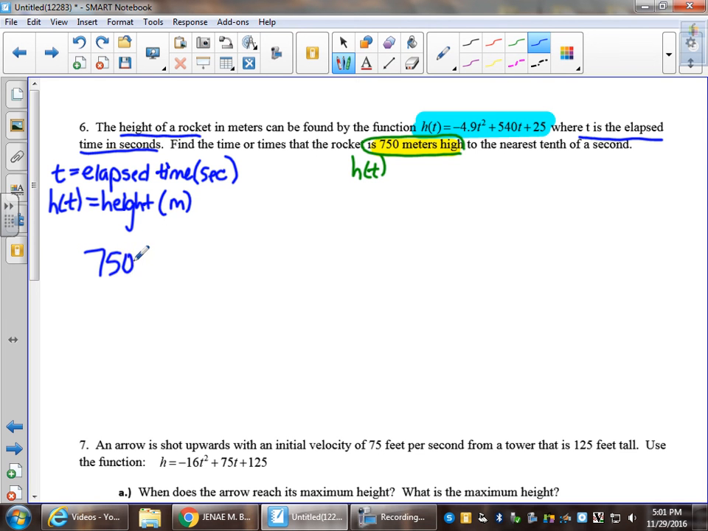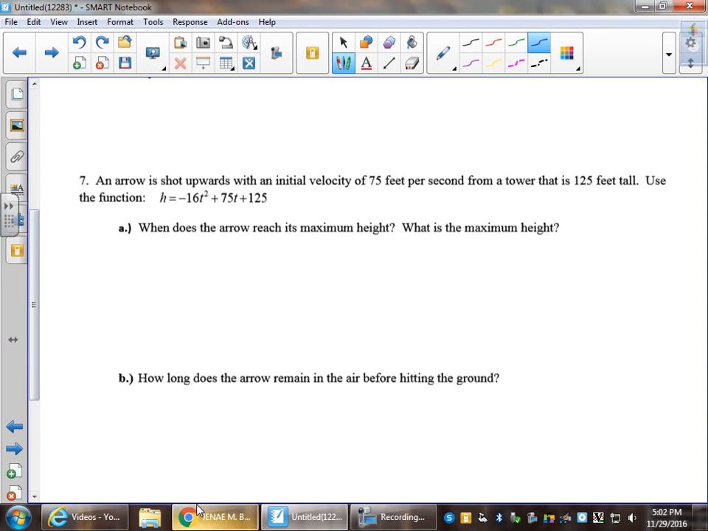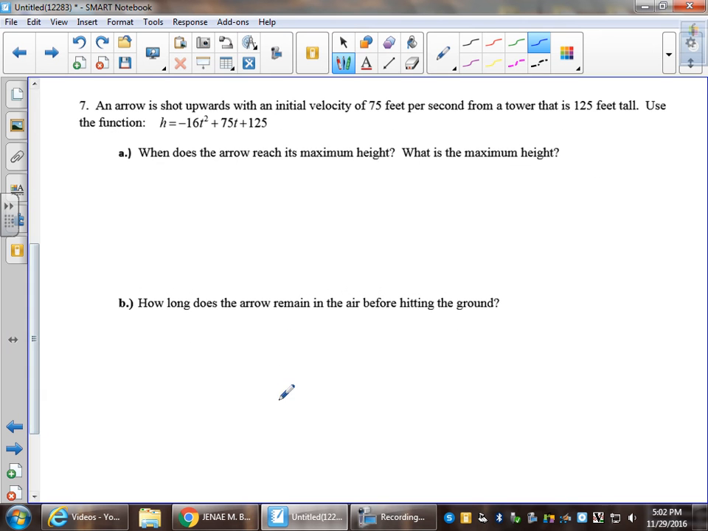So 750 equals negative 4.9 t squared plus 540 t plus 25. We have velocity, we have a b term, definitely a quadratic formula question. Remember, it has to be set equal to 0 first, so take care of that 750 before you use the quadratic formula. Hint, subtract it. Okay, that's all I'm going to say. Subtract 750.